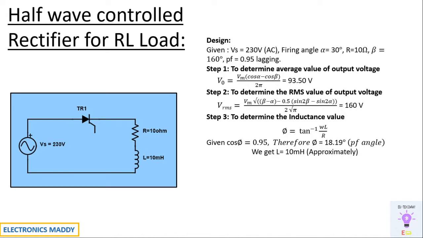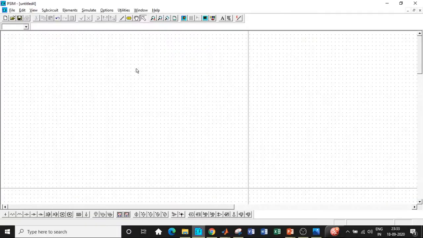Once we have all the design parameters clear, and we know what is the expected average output voltage and RMS output voltage that we want, let us go there in PSIM and simulate the circuit and check the waveform, and we also will be checking the average value of output voltage and RMS value of output voltage. Here we are in PSIM.